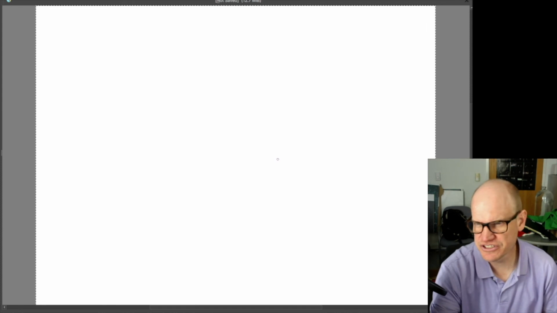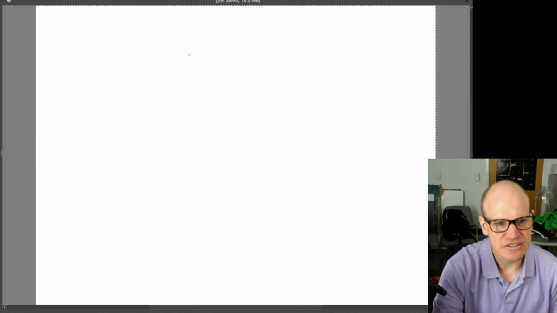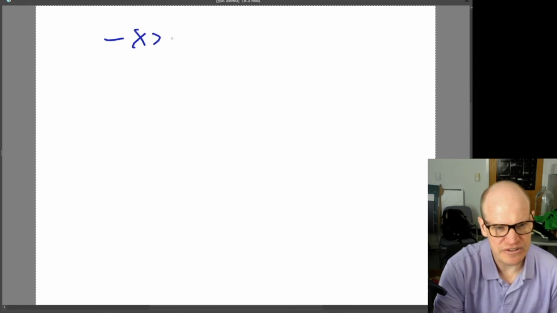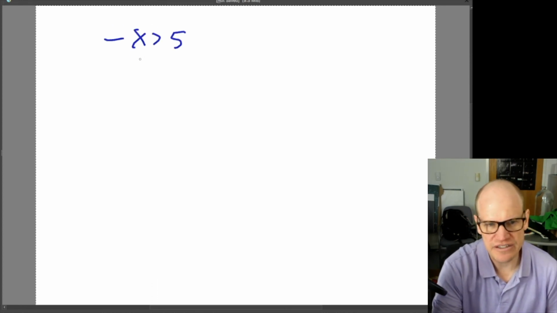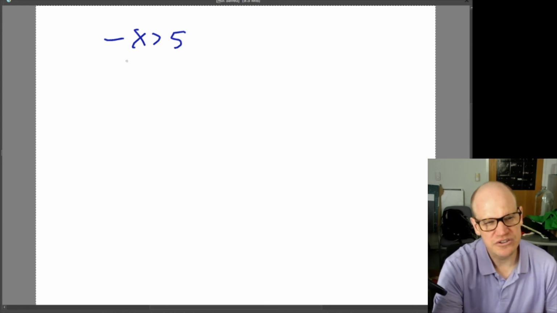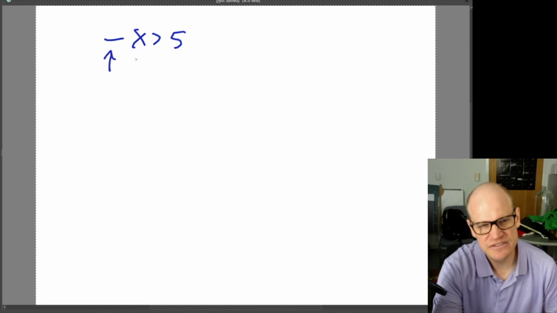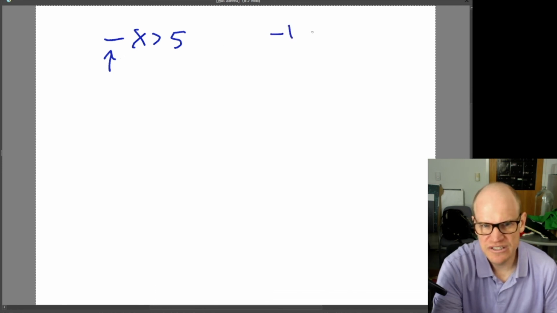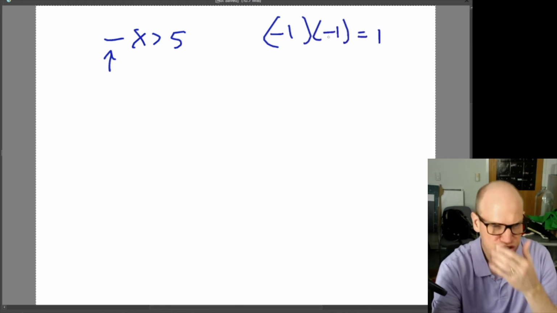So let's see if we just apply the rules of algebra to this, like the real fundamental ones. I have minus x is greater than 5, and I want to solve for x. I want to find out what values of x make this expression true. I have this minus x right here, and that's a problem because I need to get rid of this minus sign. In general, that's a minus 1. The only way to get rid of a multiplicative negative is to multiply by another minus 1. Minus 1 times minus 1 gives you the multiplicative identity. It gives you plus 1.